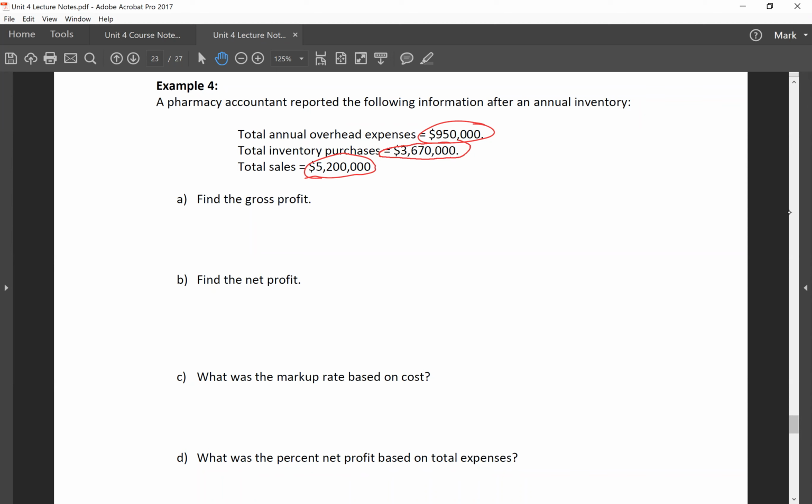And I want you guys to find gross profit, net profit, markup, and the last one, it's a percent net profit based on total expenses. It's easier than it sounds. So I'll stop talking. I'll be back in a few minutes. I'll check your answers. Feel free to put your answers in the chat.